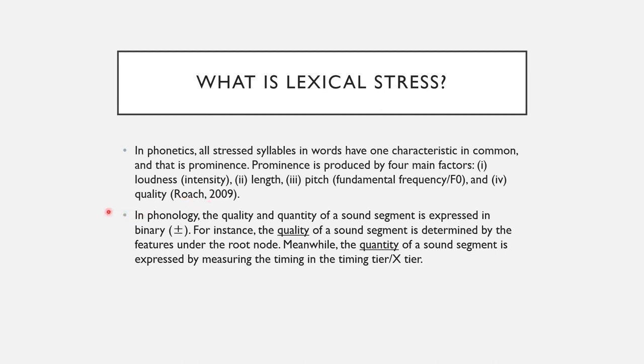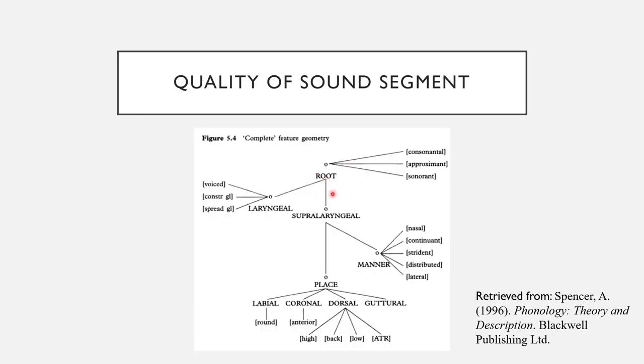In phonology, the quality and quantity of a sound segment is expressed in binary. For instance, the quality of a sound segment is determined by the features under the root node. The root node is divided into two branches, the laryngeal and the supralaryngeal. The laryngeal includes voicing and glottal features, which can be constricted or spread glottis. Supralaryngeal, on the other hand, includes the manner of articulation and the place of articulation.